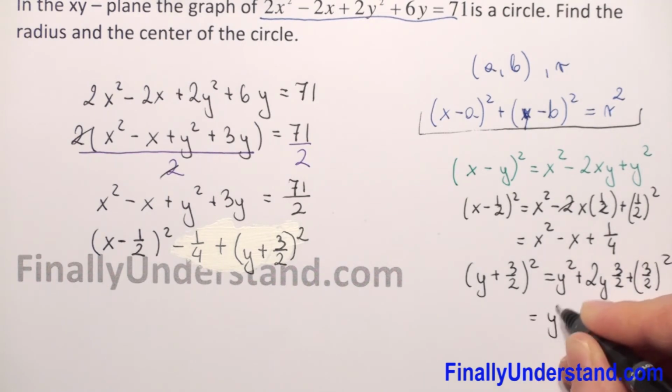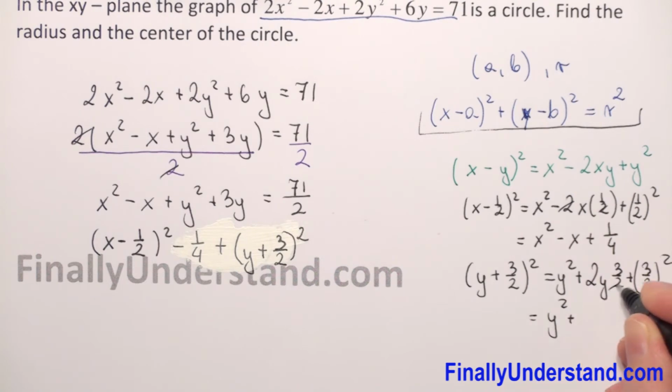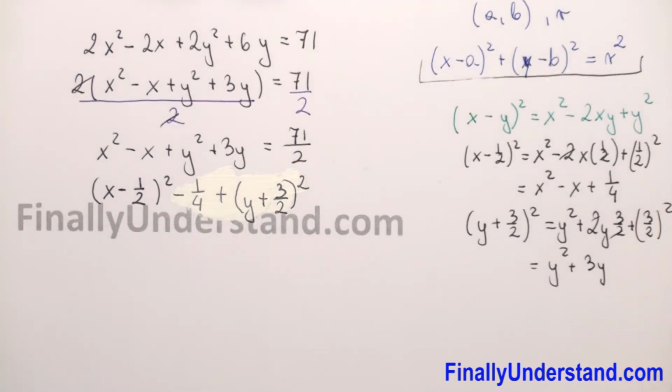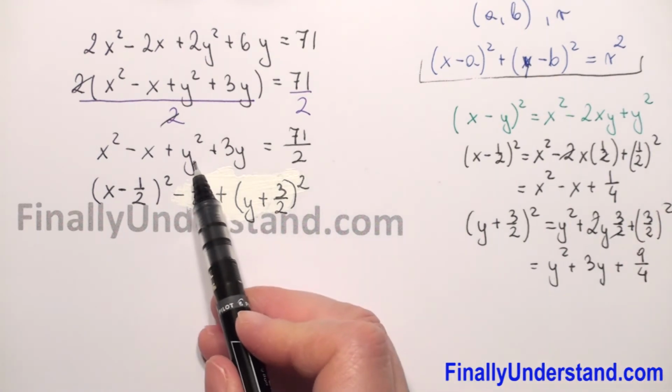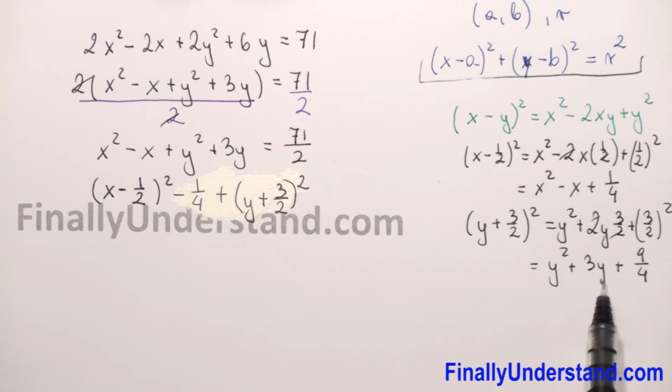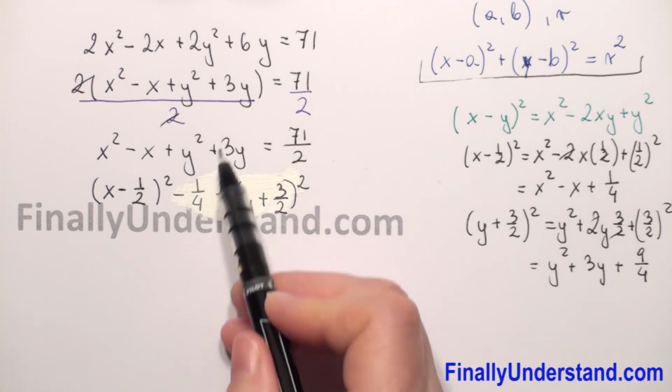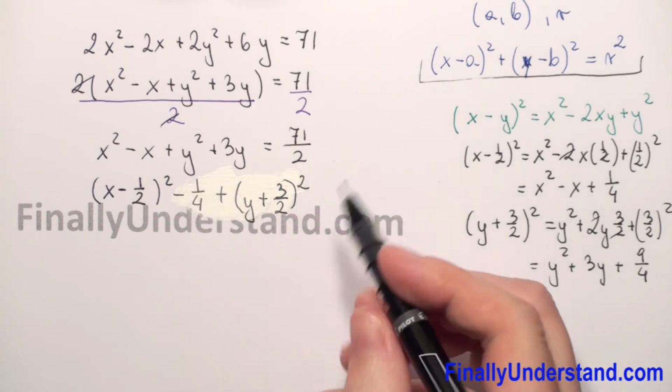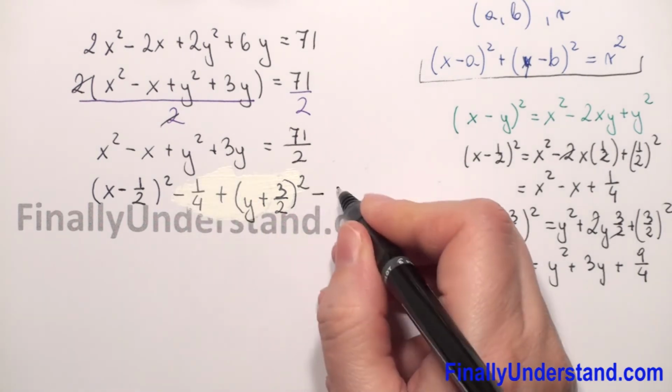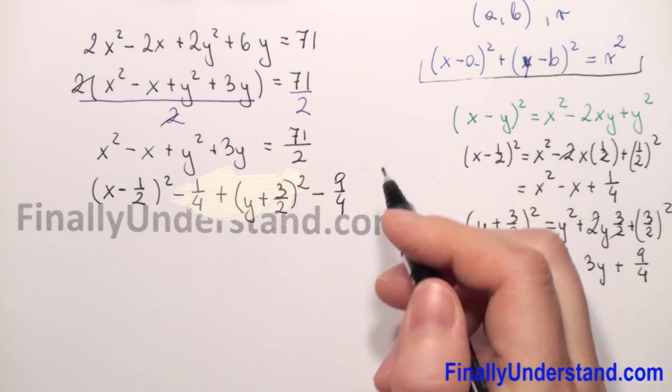So this is equal y squared plus 2 and 2 we will reduce, so we have y times 3. So this is 3y plus we have 3 over 2 to second power, so this is 9 over 4. And you see we have y squared, the same. 3y, 3y. We have also 9 over 4 because we don't have here 9 over 4. So now I will subtract 9 over 4.